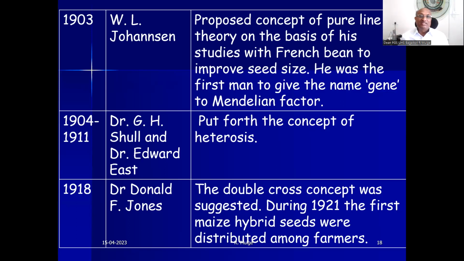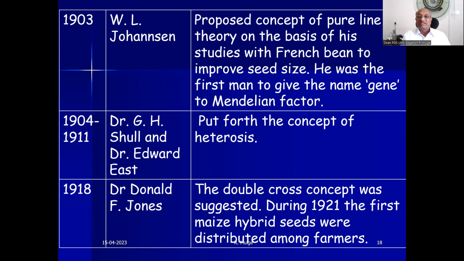1904 to 1911, G.H. Shull and Dr. Edward East put forth the concept of heterosis. Now, today, the world is being fed by these hybrids. This is the concept that Shull and East put forth. In 1918, Dr. Donald Jones proposed the double cross concept. The double cross concept was suggested during 1921.